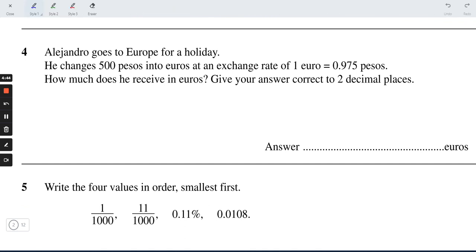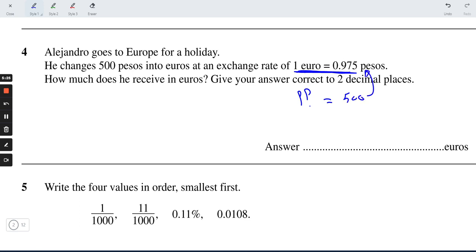Alejandro goes to Europe for a holiday. He changed 500 pesos into euros at an exchange rate of 1 euro equals 0.975 pesos. How much does he receive in euros? Give your answer correct to 2 decimal places. Now here we know the exchange rate: 1 euro equals 0.975 pesos. For how many euros if we have 500 pesos?